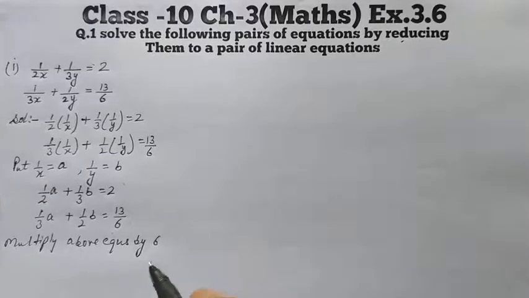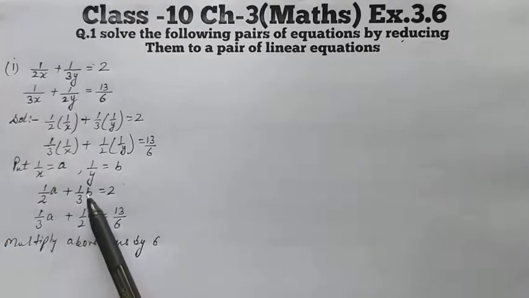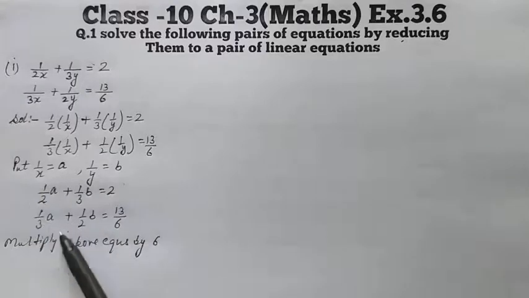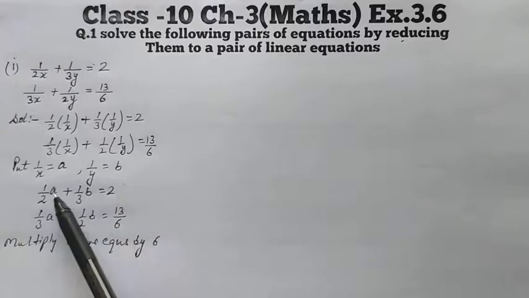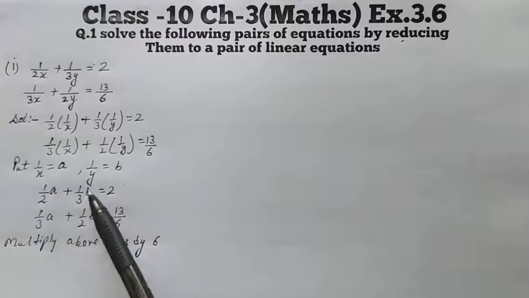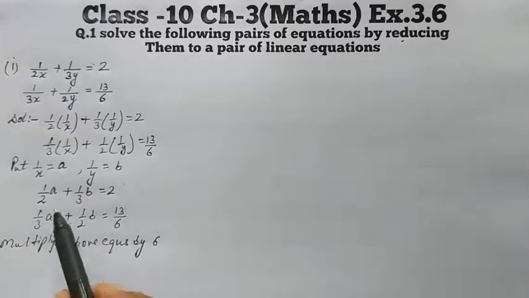6. Now if you see here, this is a linear equation. Now this is a pair of linear equations. We have reduced this into a pair of linear equations because the power of a is 1 here, the power of b is 1, so it is linear equations. So let's multiply with 6.